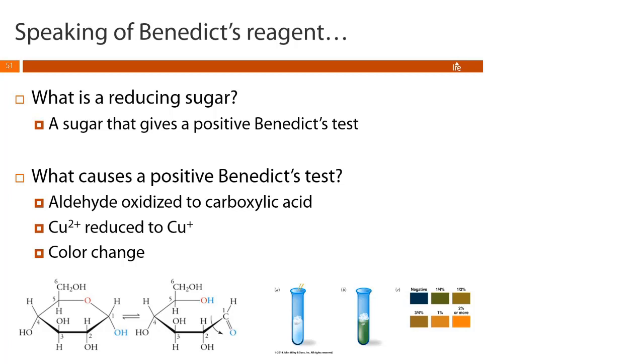But because of mutarotation, they're going to open up and spend some amount of time in solution as the aldehyde form. And when they open up to that linear aldehyde form, they're going to be able to react with the Benedict's reagent. So when you're trying to determine if a sugar is a reducing sugar or not, you need to check to see if it has an aldehyde or a hemiacetal group that can open up to form an aldehyde.